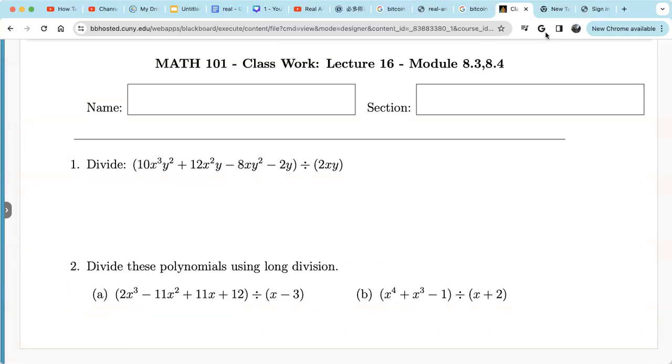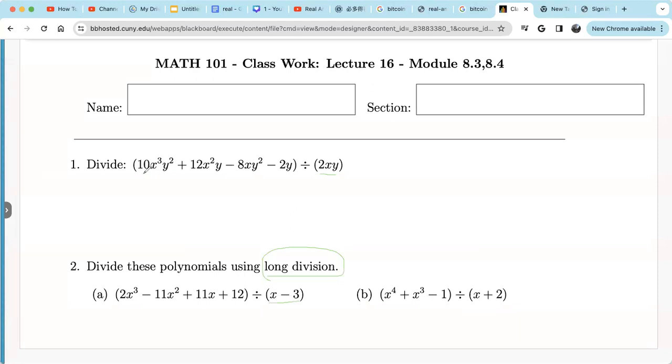Lecture 16 notes. So, long division. I'm going to use long division to divide polynomials with a monomial or with a binomial. All right, so let's see.